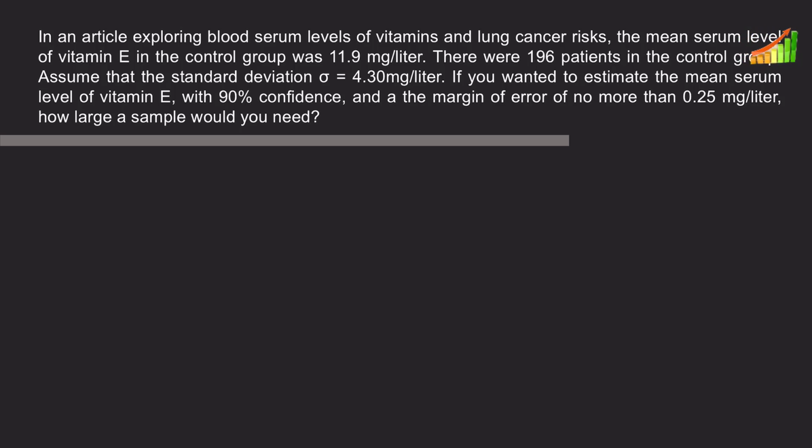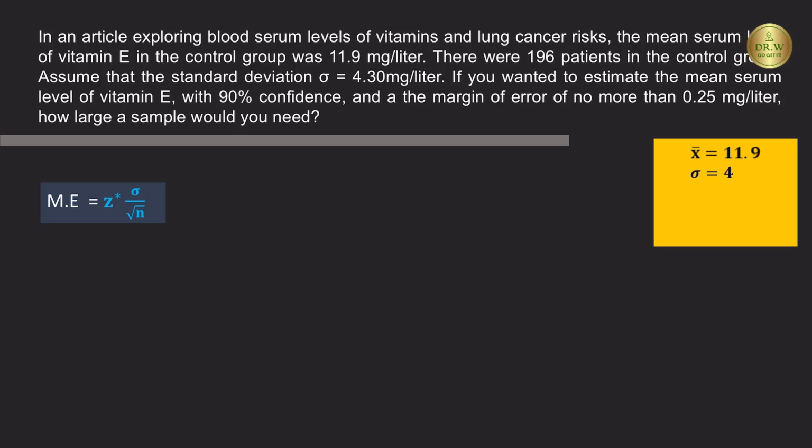So now you should know the margin of error. We know margin of error is z star sigma over root n. Now let me write down the given information. X bar is given, sigma is known, also given, margin of error here is 0.25, and the critical value for the 90% confidence level. Using the z table, you can find the critical value for the 90% confidence level.